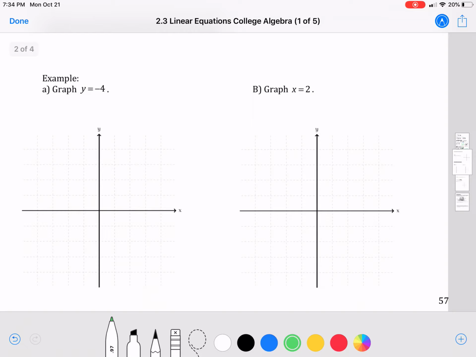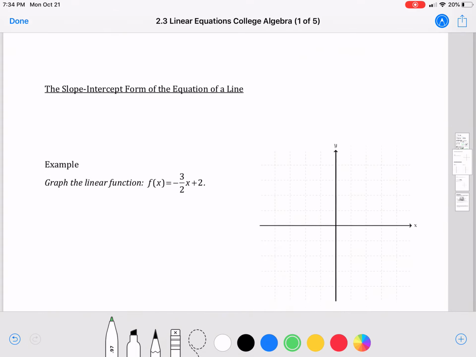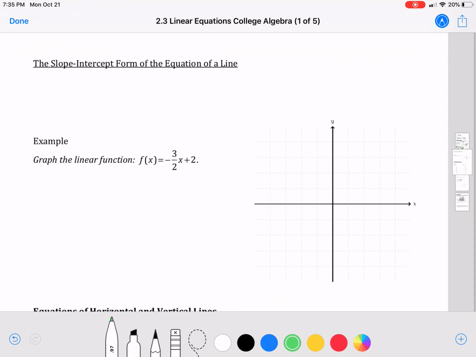Looking at our second page here. Scroll down. So we just talked about this, the slope-intercept form of the equation of a line. Okay, that's going to allow us to graph. So we have y equals mx plus b. Okay, remember m is our slope, and b is our y-intercept. Okay, or the point where the line crosses the y-axis.